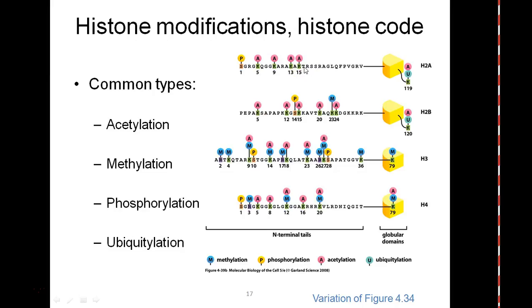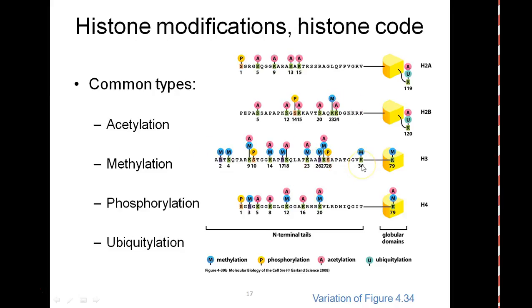So different modifications create a so-called histone code. So they are not meaningless. They are encoding specific information. And so, for example, methylation is often associated with gene silencing. And we are currently studying those modifications and trying to solve what are the different messages encoded by different modifications.